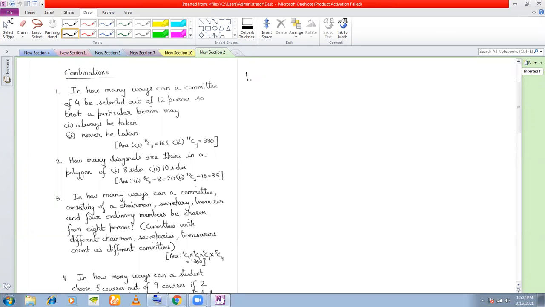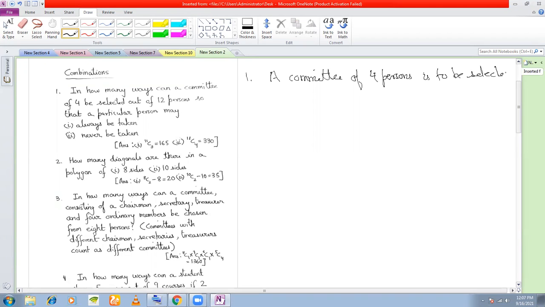Number 1. In how many ways can a committee of 4 be selected out of 12 persons so that a particular person may always be taken? First part, and second part, never be taken. So before that, let's write this here. A committee of 4 persons is to be selected out of 12 persons, right?